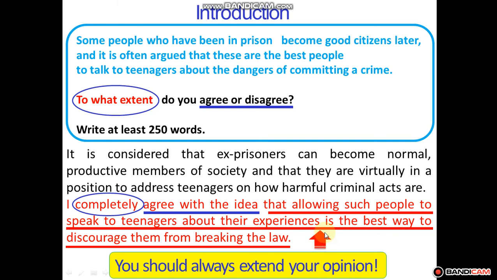Now, it does not mean that you should start explaining your thesis here. Thesis is not explanation, but it must give a clear plan of the rest of the essay that you have in mind. All right?